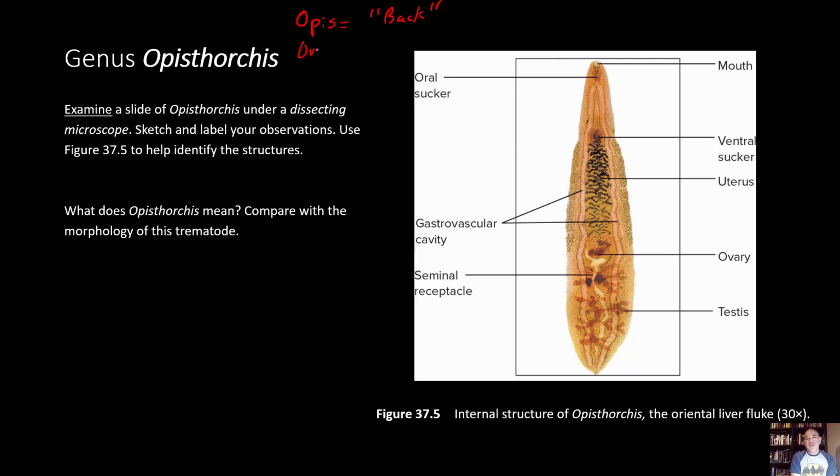And orchis, I believe, is derived from the Greek language, and it means testes. And testes is where sperm are produced. So that'll give you a clue here. What does Opisthorchis mean? You can answer that question. It says, compare with the morphology of this trematode.